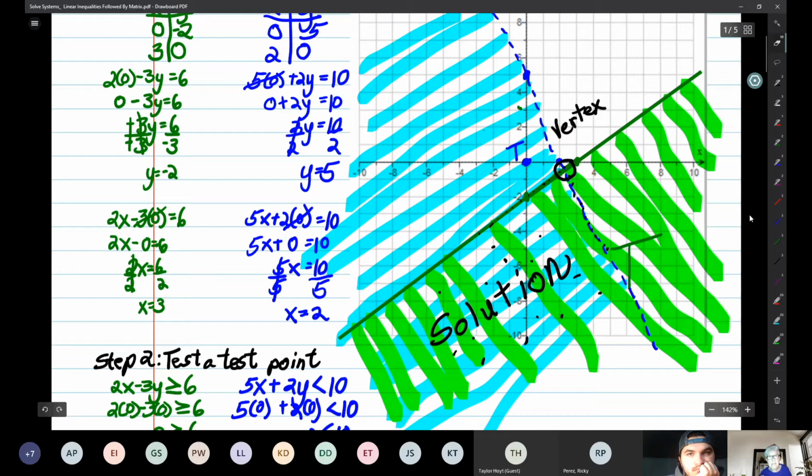But in business, the vertex is where you're guaranteed to either minimize what you're trying to minimize or maximize what you're trying to maximize. So we have to find the vertex. And that is where solving systems comes into it.